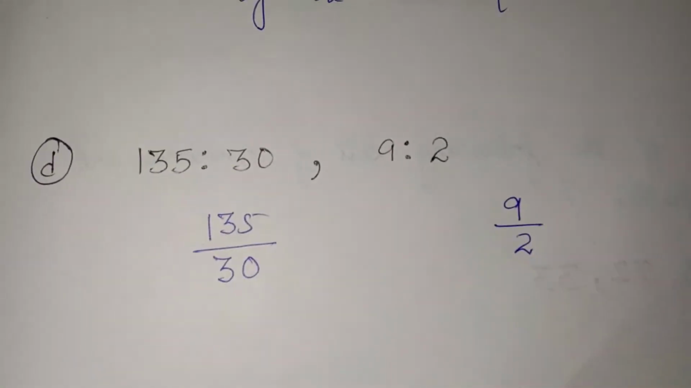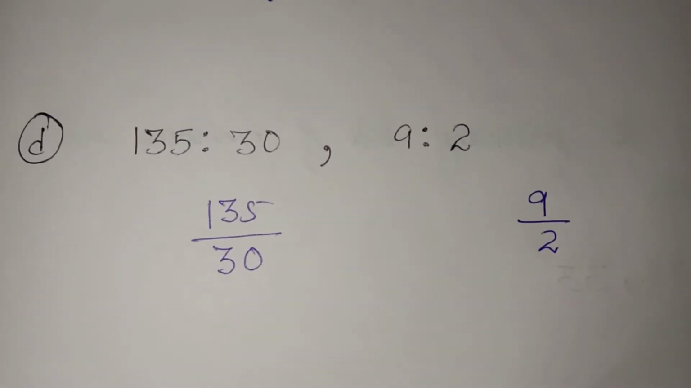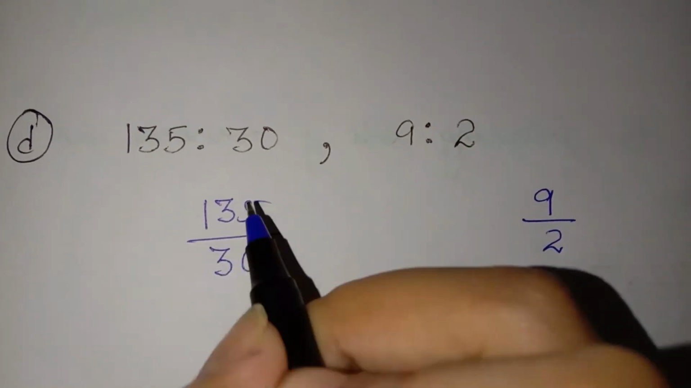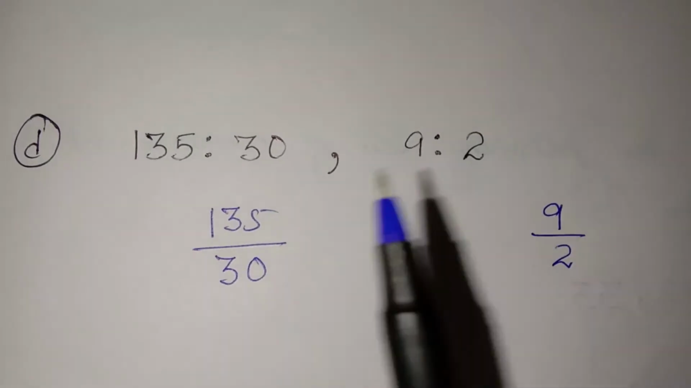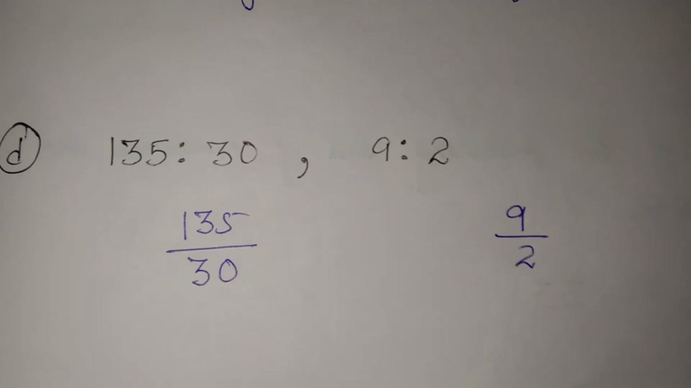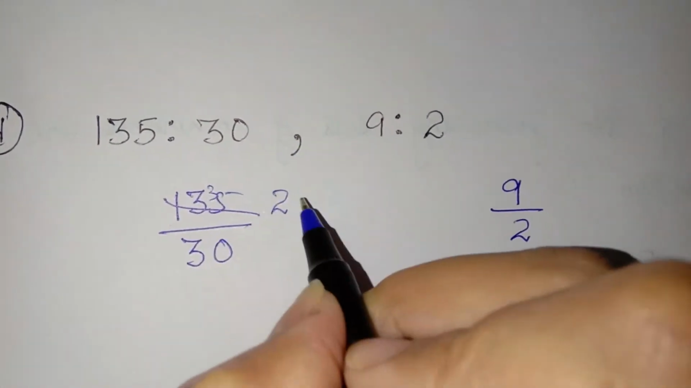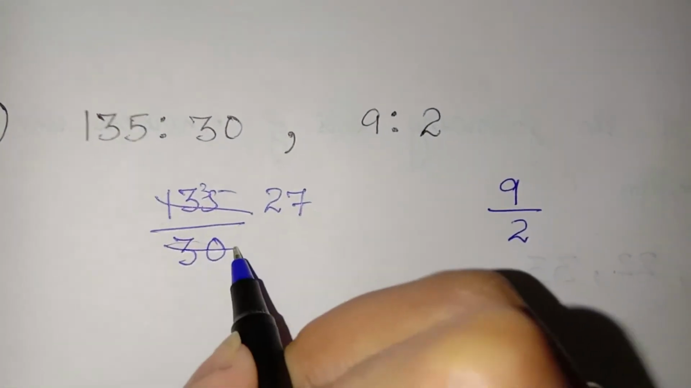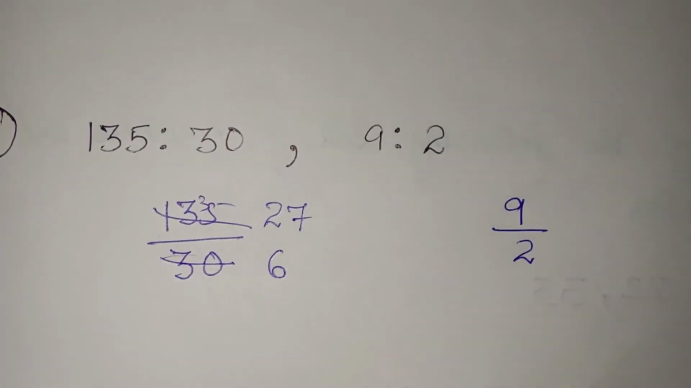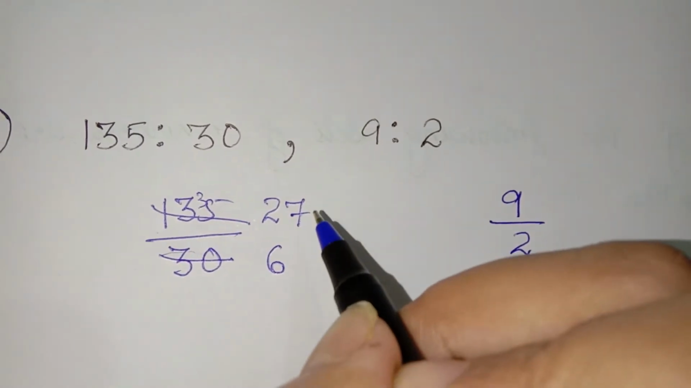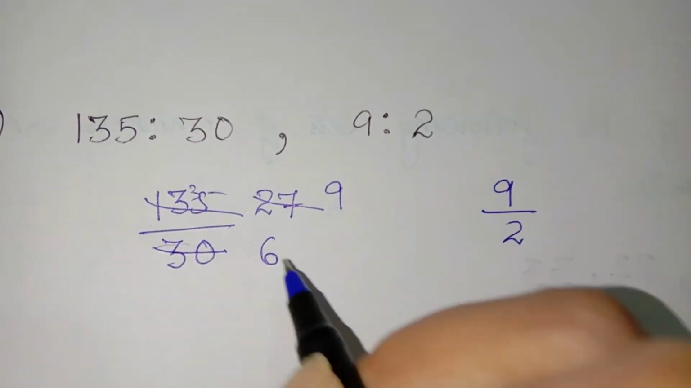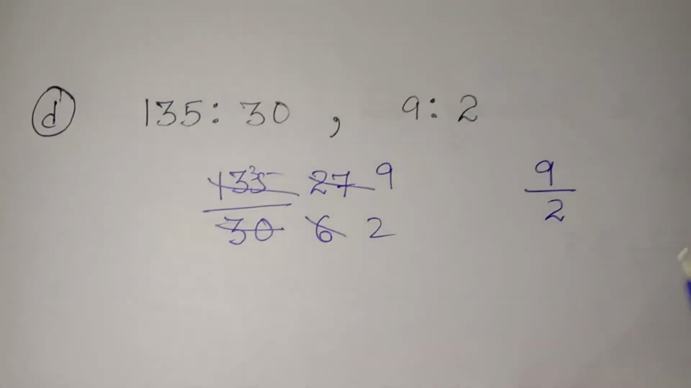It is already in simplest form. We will cancel this one. We will convert into simplest form. We can cancel with 5. Okay. So 5 2s are 10, remainder 3, 5 7s are 35, 5 6s are 30. Now we can cancel by 3, okay. 3 9s are 27, 3 2s are 6. So we got 9 by 2, 9 by 2.